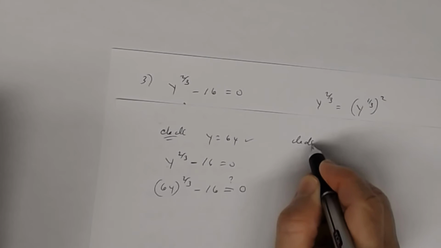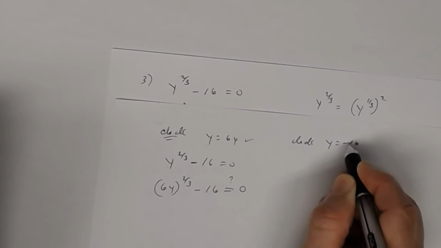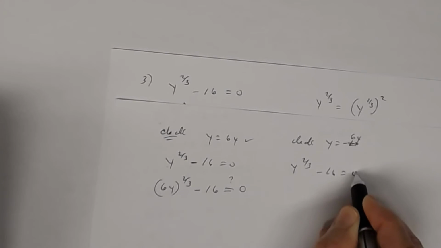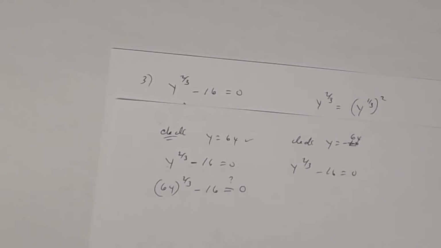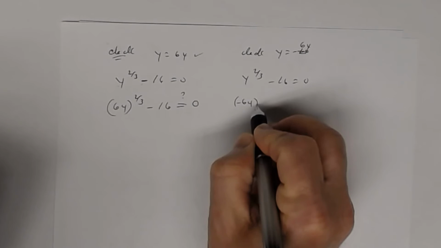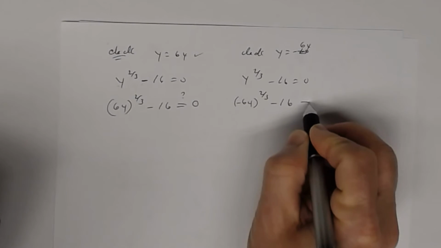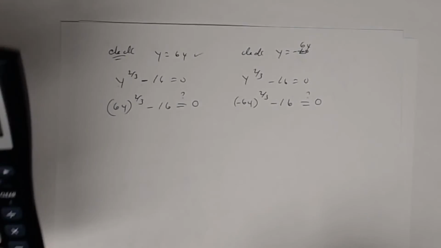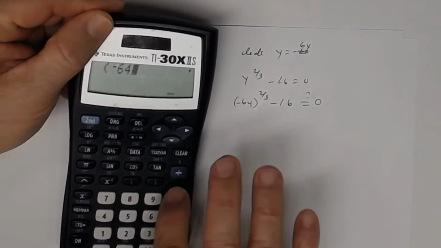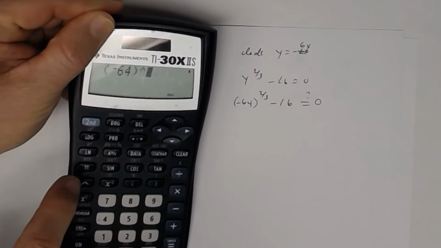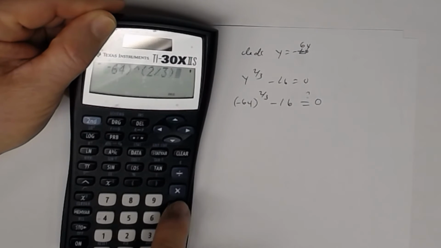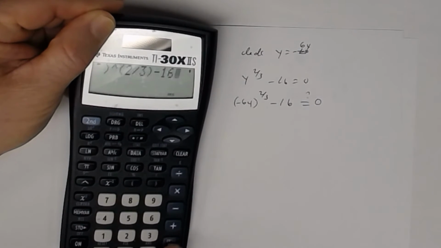Let's check the other one. That's y equals -64. So y to the 2/3 minus 16 equals 0. So in place of y, I'm going to substitute -64. Again, make sure you put that in parentheses. So (-64) to the 2/3 minus 16, and you want to see if that's going to equal 0. So in parentheses, put negative 64, close the parentheses. You're going to raise it to the parentheses 2 divided by 3, close the parentheses, subtract 16, press equal.